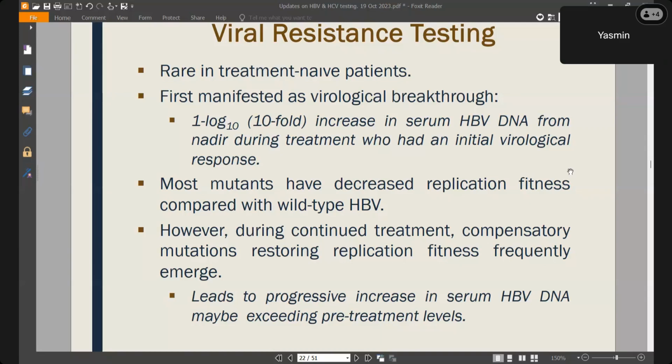The one thing that's rather interesting is that during continued treatment, we get what we call compensatory mutations, because when mutations occur, sometimes what may have been terrible actually becomes good. In other words, during continued treatment, mutations restoring replication fitness have been known to emerge. So mutations initially have decreased replication fitness compared to the wild type, but as you continue treatment, they restore their replication fitness, which in a way is not good. You're going to get a progressive increase in serum HBV DNA, sometimes to the point of even exceeding pre-treatment levels.